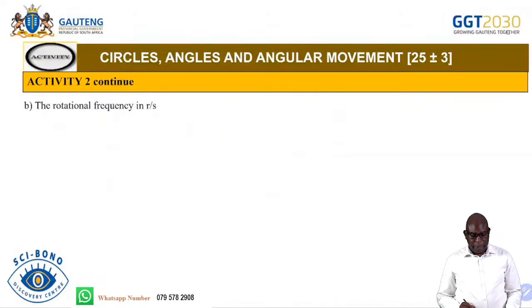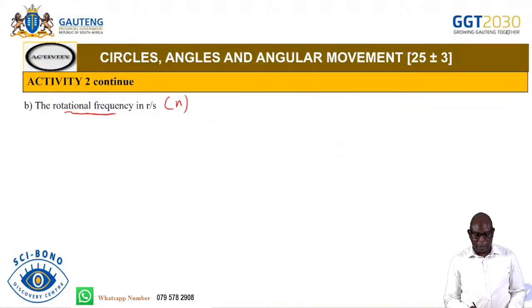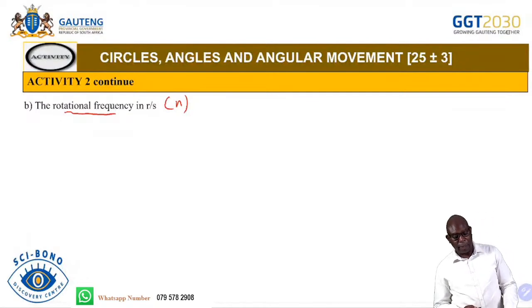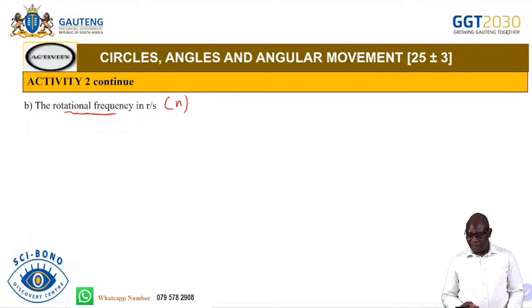Right. The rotational frequency. So in other words, I'm looking for the value of n. But can I get n if I do not have the velocity? Yeah. So now what do I do? I'm going to say v equals pi diameter n.